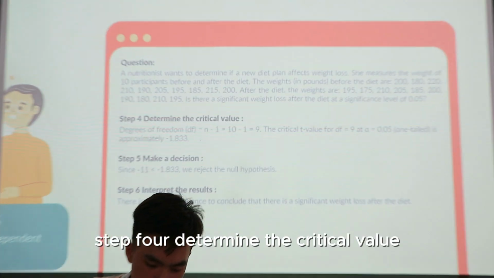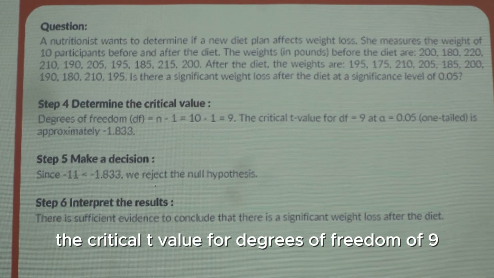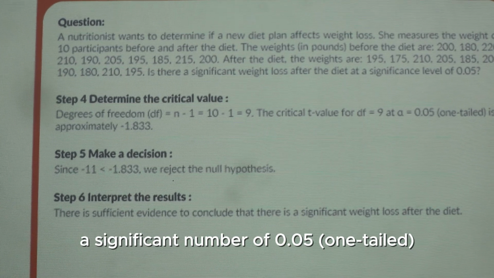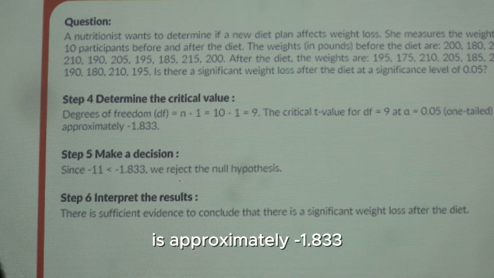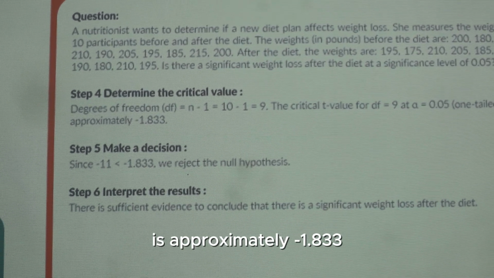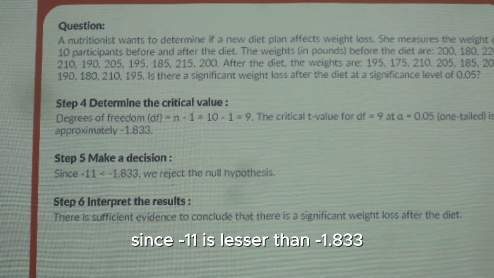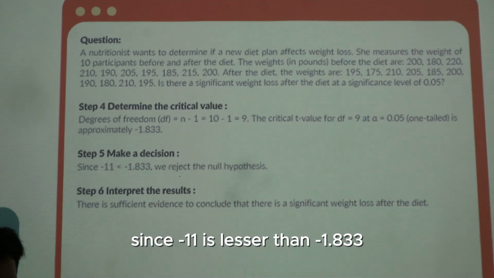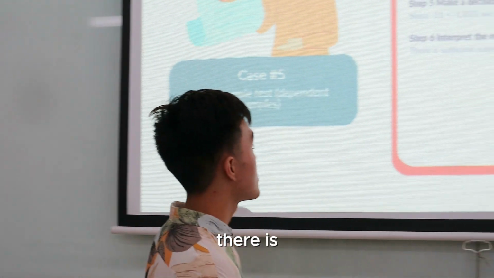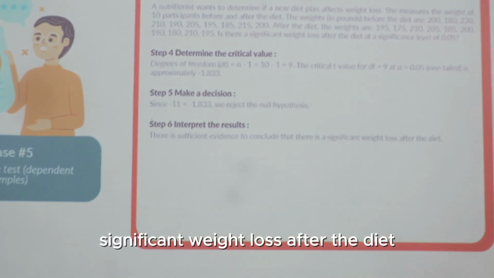Step 4. Determine the critical value. The critical t-value for degrees of freedom of 9 and a significance level of 0.05, one-tailed, is approximately minus 1.833. Step 5. Make a decision. Since minus 11 is lesser than minus 1.833, we reject the null hypothesis. There is sufficient evidence to conclude that there is a significant weight loss after the diet.